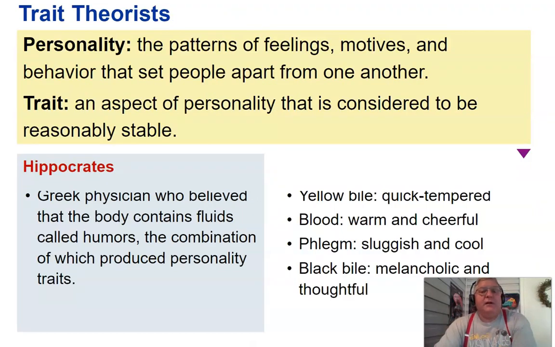Trait theorists. Personality is the patterns of feelings, motives, and behavior that set people apart from one another. Traits are an aspect of your personality that is considered to be reasonably stable. Hippocrates was the Greek physician who believed that the body contains fluids called humors in a combination which produce personality traits. Yellow bile was quick-tempered; blood was warm and cheerful; phlegm was sluggish and cool; black bile was melancholic and thoughtful. And so these biles would be of various strengths, and that would indicate what kind of person you are.